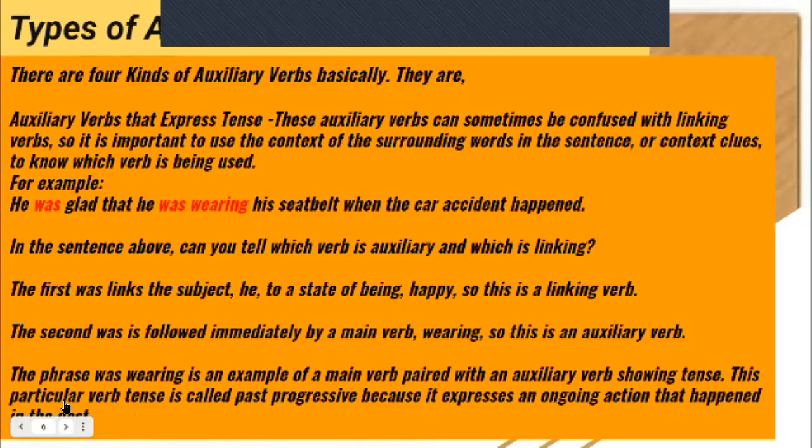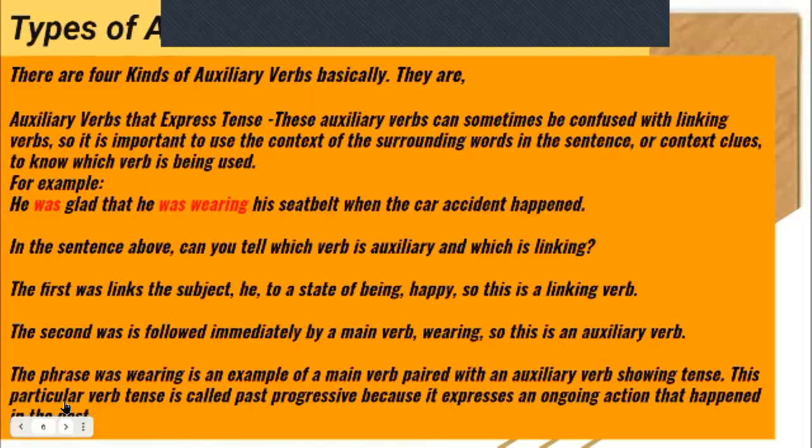There are four types of auxiliary verbs basically. They are auxiliary verbs that express tense, that's one. These auxiliary verbs can sometimes be confused with linking verbs. So it is important to use the context of the surrounding words in the sentence, or context clues, to know which verb is being used. For example, "He was glad that he was wearing his seatbelt when the car accident happened." In the sentence above, can you tell which verb is auxiliary and which is linking?